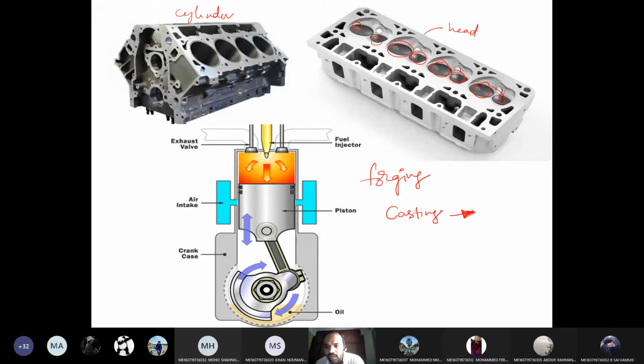Melting the material and pouring into the cavity. Yes or no? It is a replica of the object, right? So melting and pouring into the die, we will get the casting.